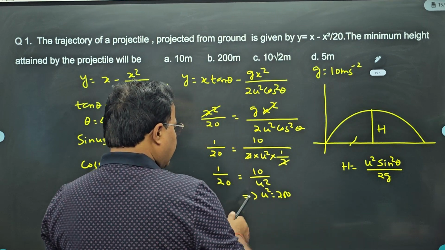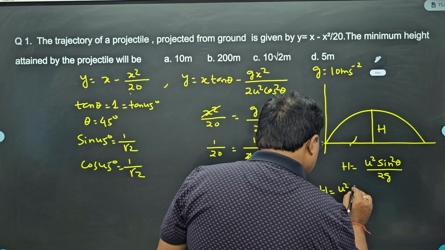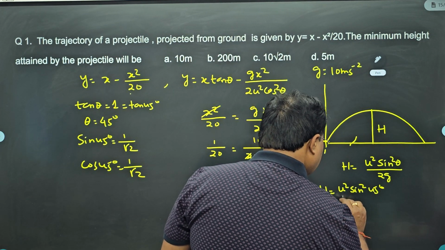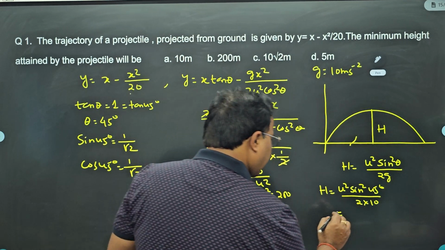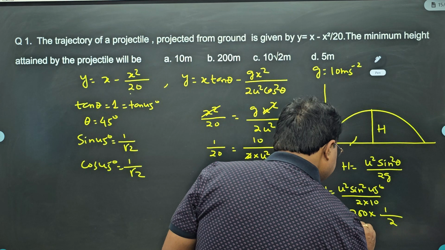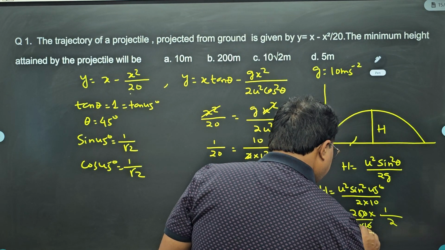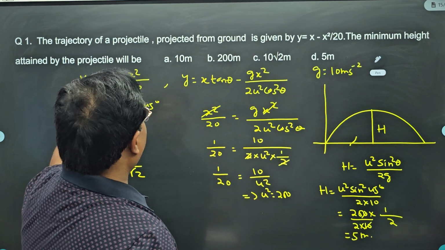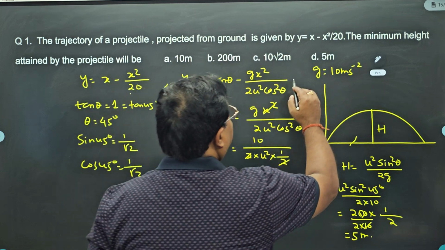What is height? U square is already found out. Height is equal to u square sine square 45 degree, because theta is equal to 45 degree, by 2g. G is equal to 10. So u square is equal to 200. Sine square 45 degree is equal to 1 by 2. Then 2 into 10, the 0 cancels. This is equal to 5 meter. So the height is 5. Option D is correct.